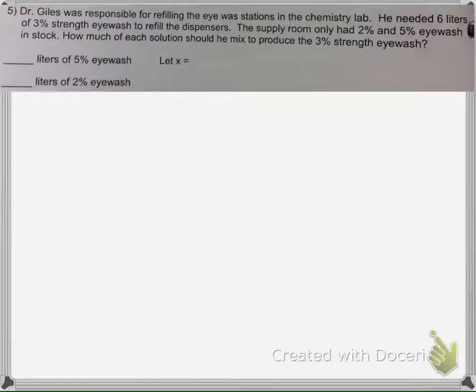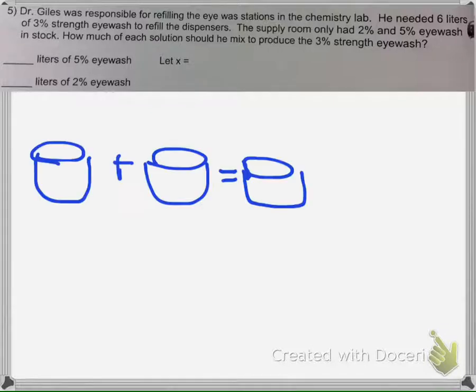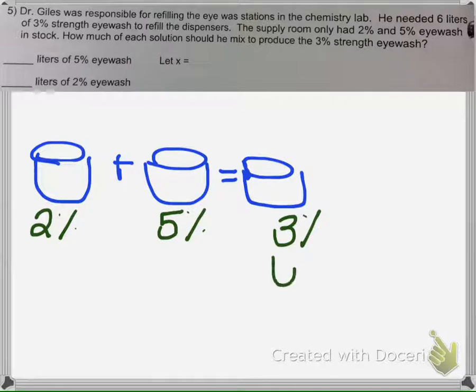Okay, let's go ahead and try one more mixture problem. So Dr. Giles was responsible for refilling the eyewash stations in the chemistry lab. He needs 6 liters of a 3% strength wash to refill the dispensers. However, the supply room only had a 2% and a 5%. But he needs it to be 3%. And he wants 6 liters, it says. So it asks us how much of each solution should be mixed to produce a 3% strength eyewash.